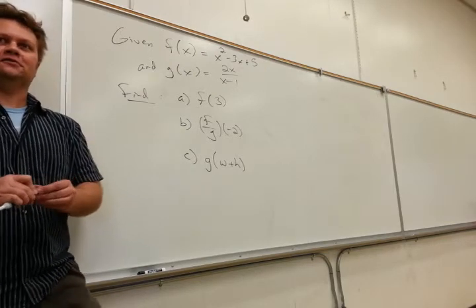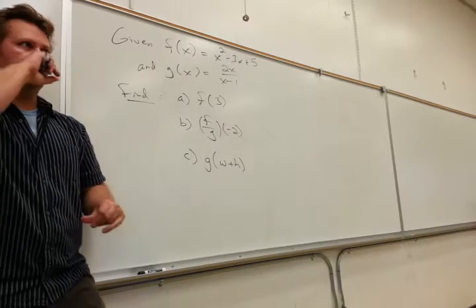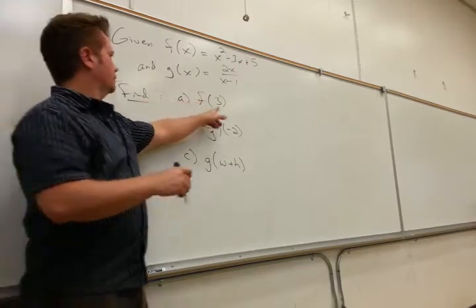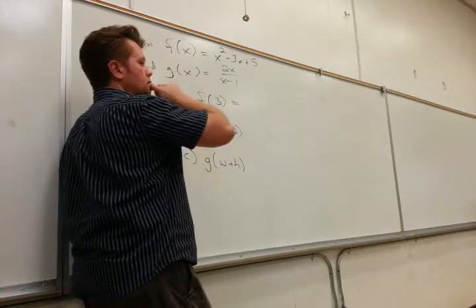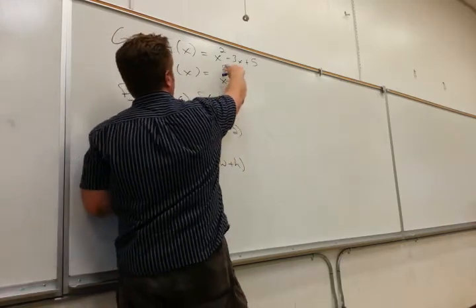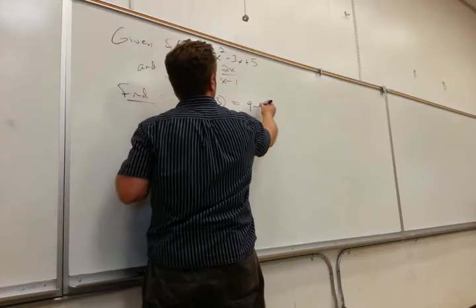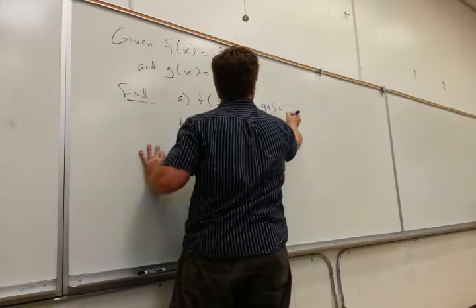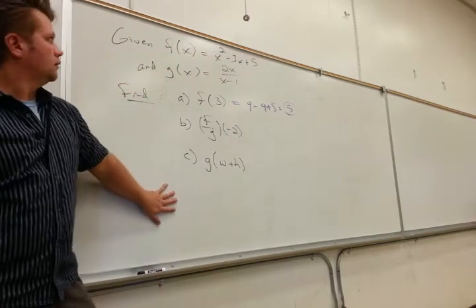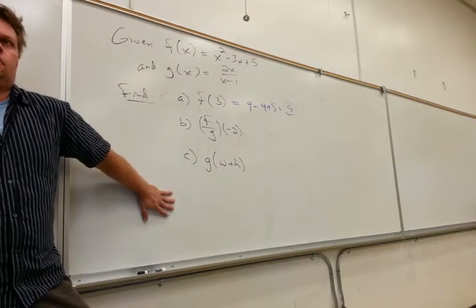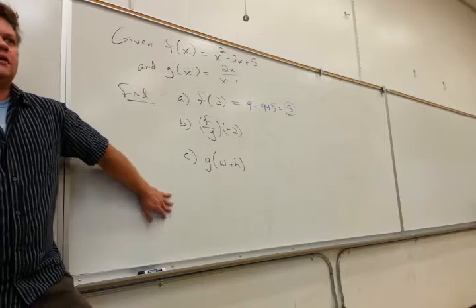That's part of the question. But let me help you out a little bit. Let's make sure everybody's on the right track. What do you do for part A? Plug in 3 in place of x. You get 9 minus 9 plus 5. All right. That was nice.